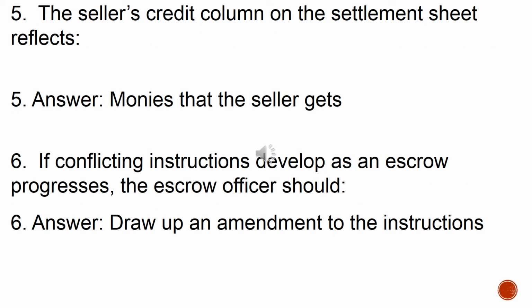Question number 5. The seller's credit column on the settlement sheet reflects? Answer: monies that the seller gets. Question number 6. If conflicting instructions develop as an escrow progresses, the escrow officer should? Answer: draw up an amendment to the instructions.